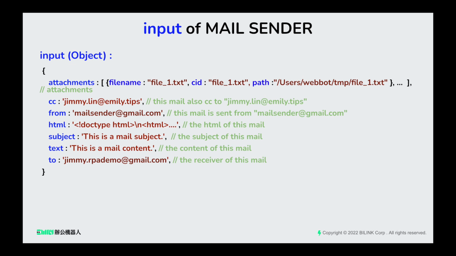Attachments represents the attachments of the mail. The format is an array of objects. Each object in this array represents an attachment and contains information about the attachment. For example, file name and SID represent the name of the file, and path represents the full path of the file. The key CC in the mail object represents the carbon copy.